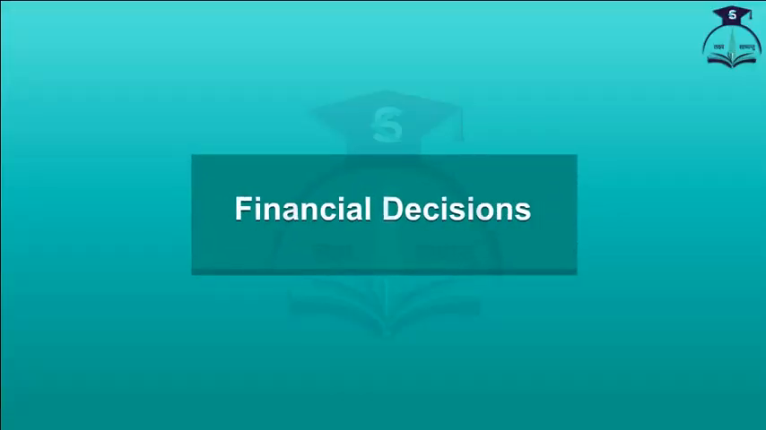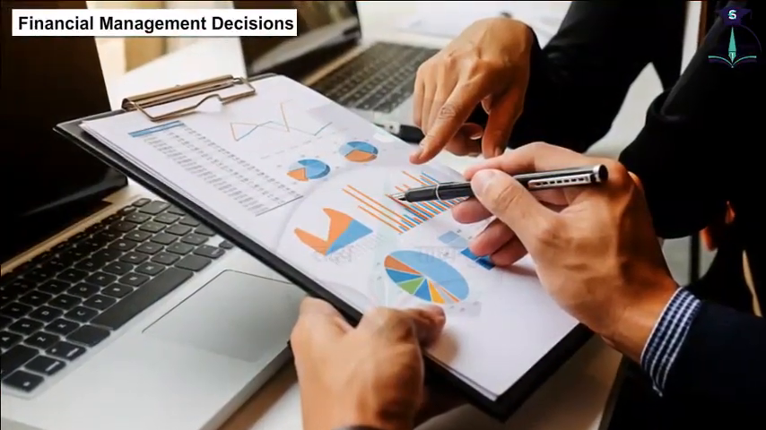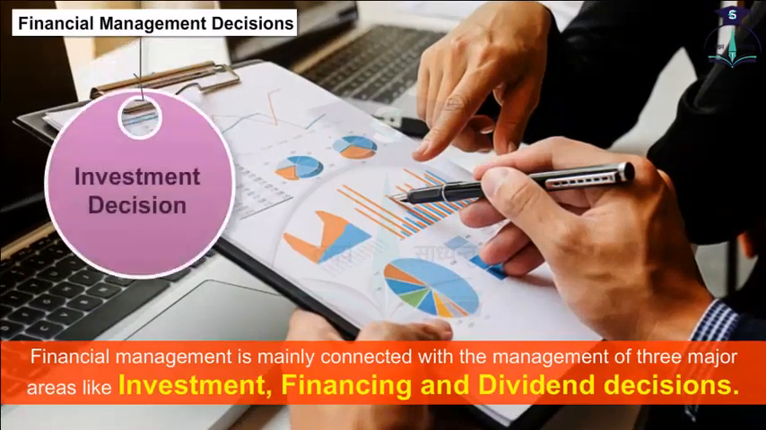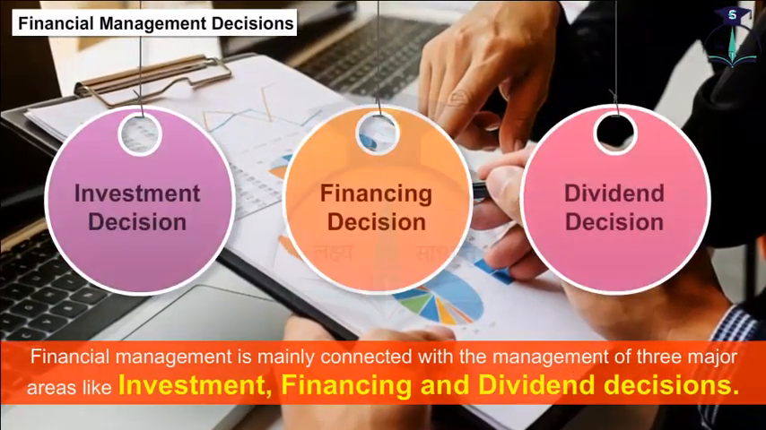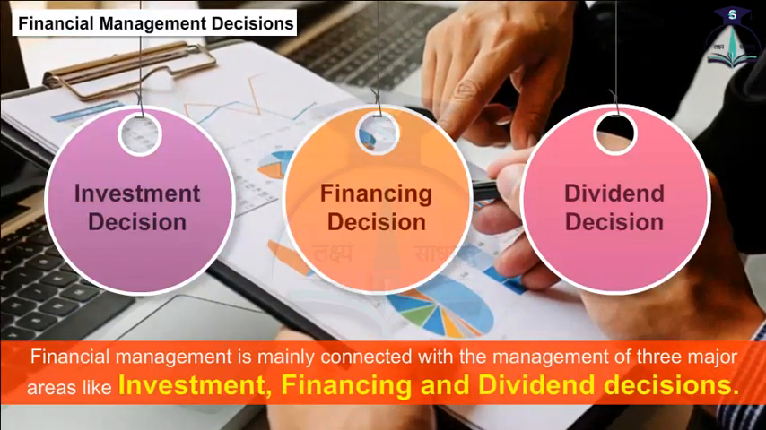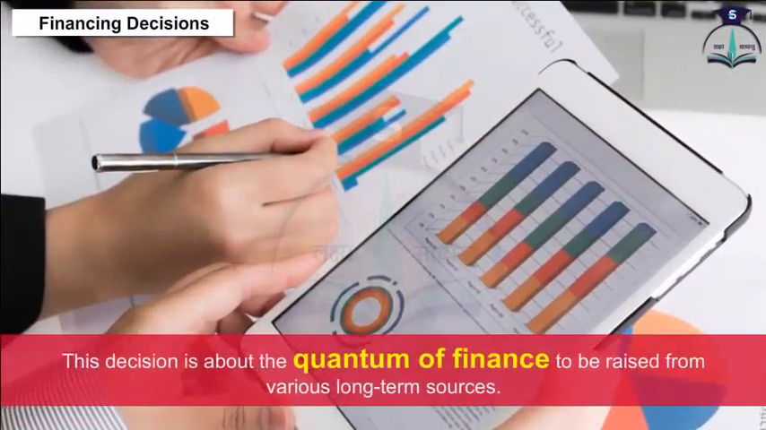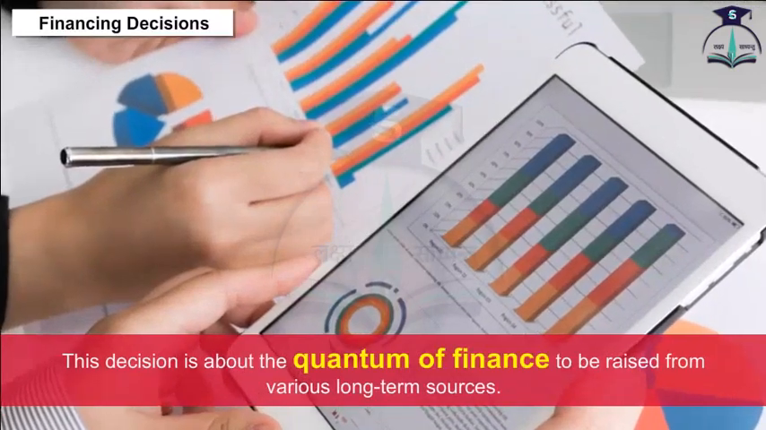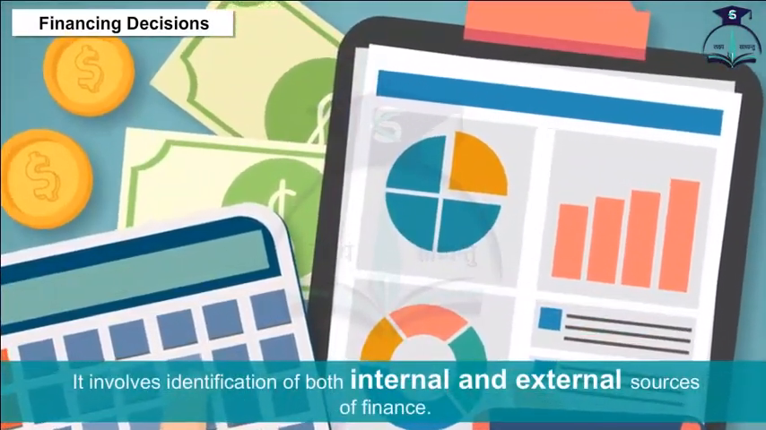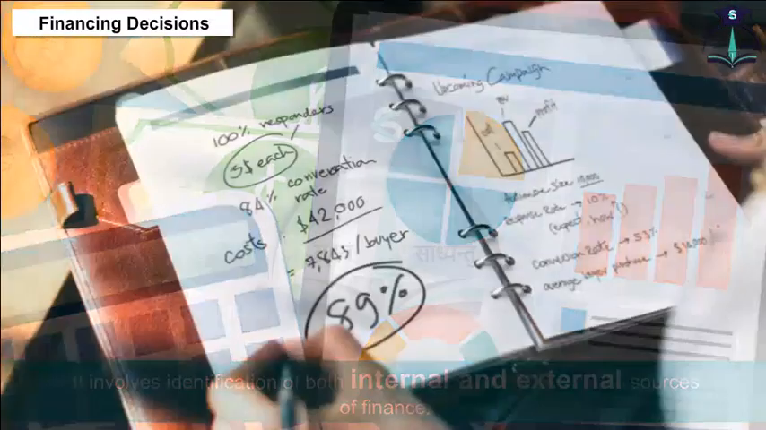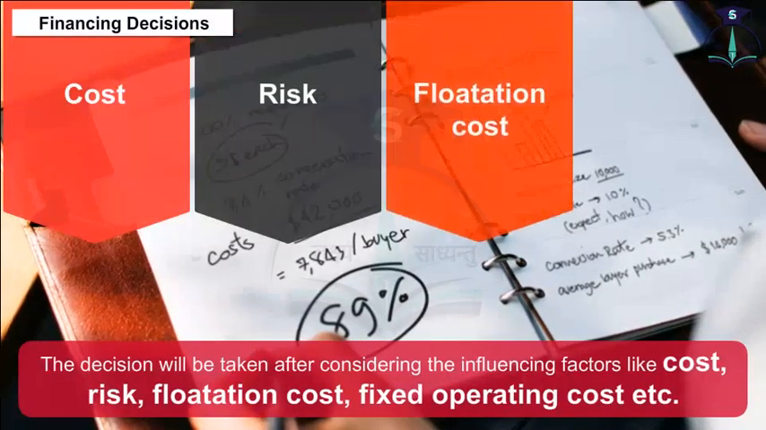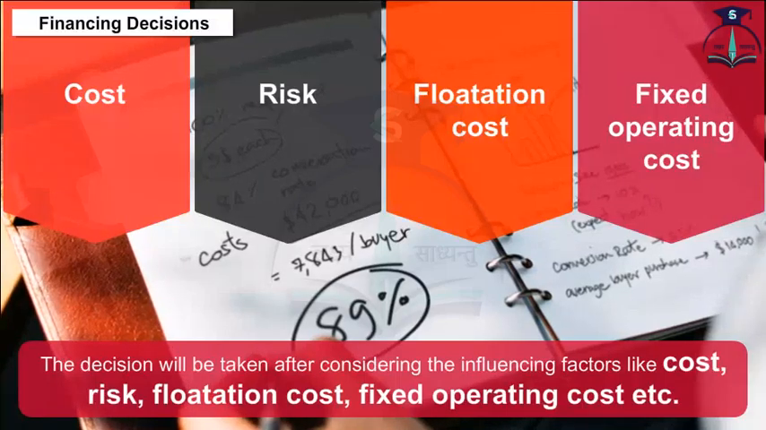Financial decisions. Financial management decisions. Financial management is mainly connected with the management of three major areas like investment, financing, and dividend decisions. It analyzes these three major areas and finds solutions to these problems. Financing decisions. This decision is about the quantum of finance to be raised from various long-term sources. It involves identification of both internal and external sources of finance. The decision will be taken after considering the influencing factors like cost, risk, flotation cost, fixed operating cost, etc.